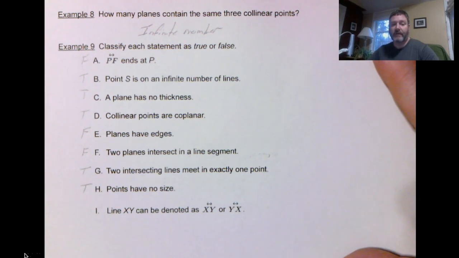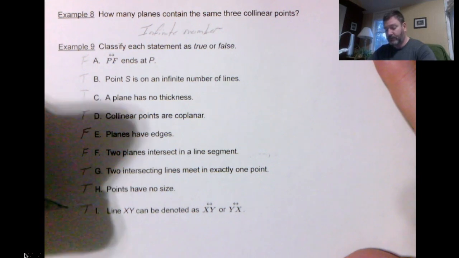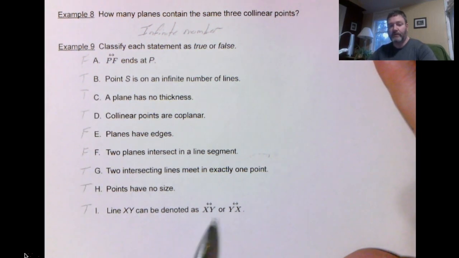Euclid gave a pretty interesting description of what a point was. You might want to look it up sometime. It's kind of different. But points have no size. They make up things that do have size, but they themselves have no size. Line XY can be denoted XY or YX. This is true. The order in which you put these points for the naming of a line is irrelevant. It's only relevant when we're naming a ray.